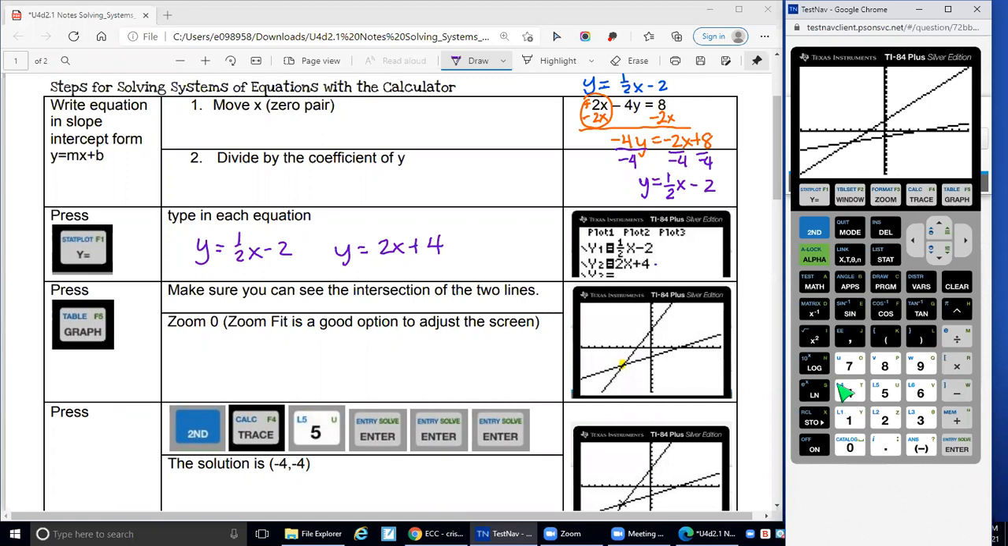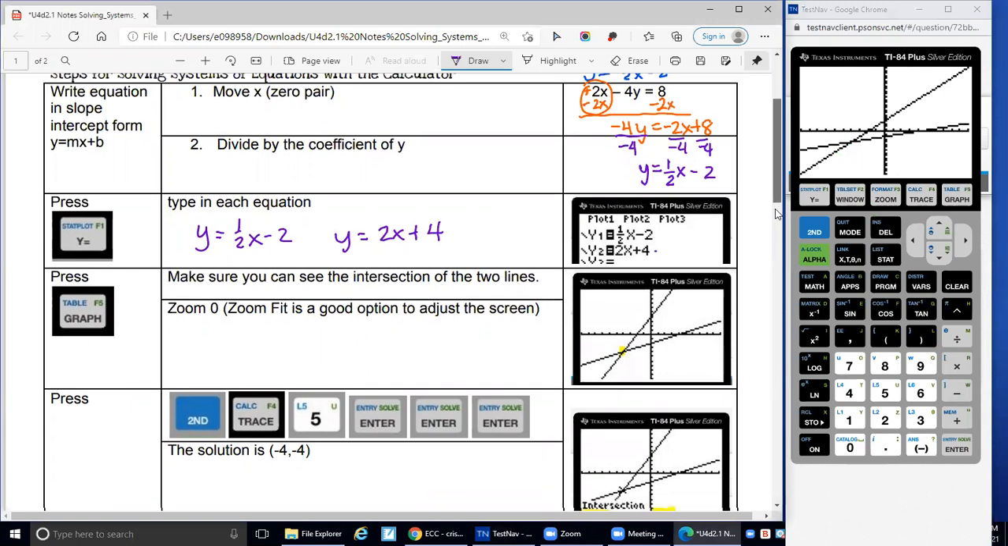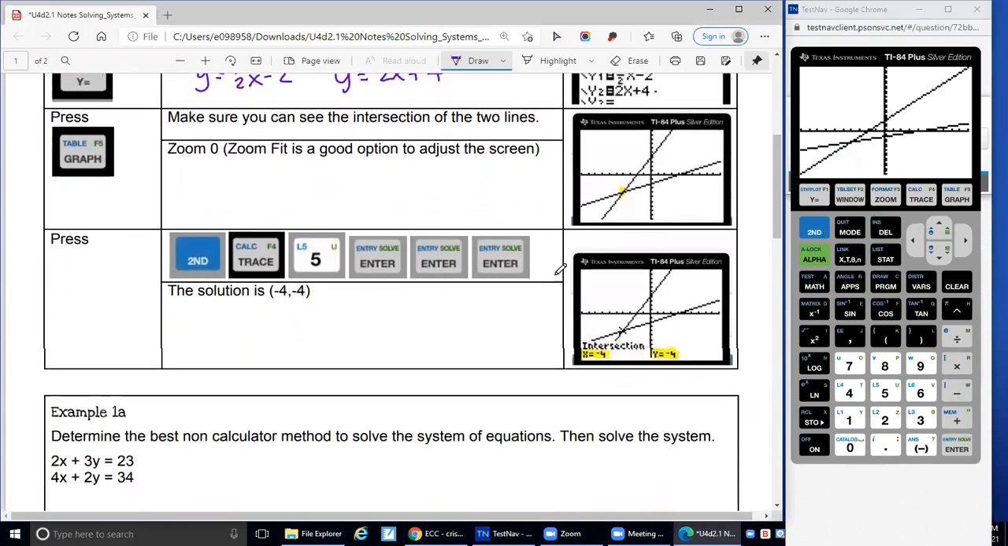All right. Now, this right here, that's the intersection, right? That's where the solution lives. We want to know, where does the solution live? The solution lives where the lines touch. So we can see it. We're going to go on to the next step. And it says push all these buttons. Okay, got it.